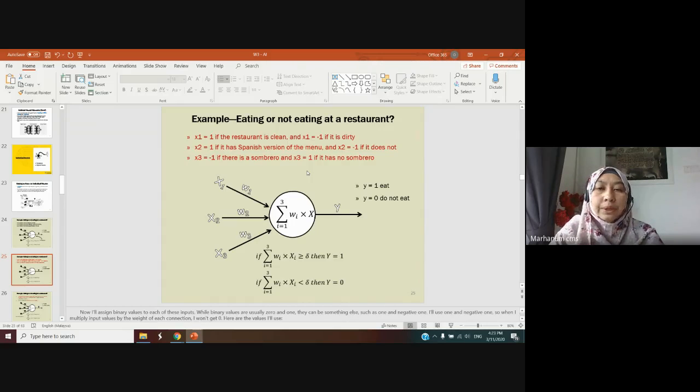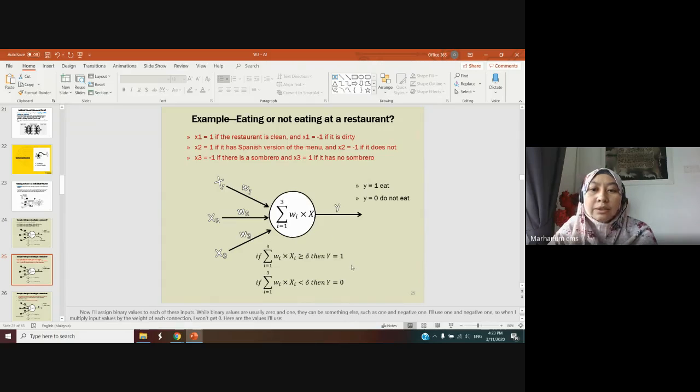Okay, so when we arrive at the destination in front of the restaurant, we inform the computer. X1 equal to -1, dirty. X2 equal to 1, the Spanish versions. X3 equal to -1, sombrero. They have a sombrero on the wall. So they will tell us what is Y. Is it Y equal to 1, Y equal to 0? Based on the equation that we inform the computer, they give us the output Y equal to 1. So we make the decision to eat.